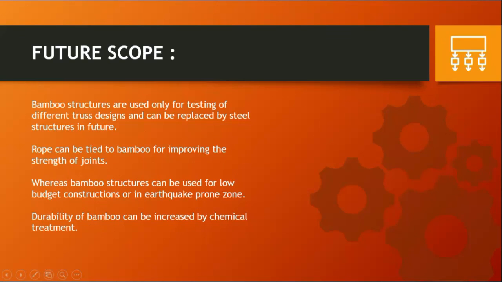Talking about the future scope, bamboo structures are used only for testing of different truss designs and can be replaced by steel structures in future. Ropes can be tied to bamboo for improving the strength of joints. Importantly, bamboo structures can be used for low budget construction in earthquake prone zones. Moreover, the durability of bamboo can be increased by chemical treatment.